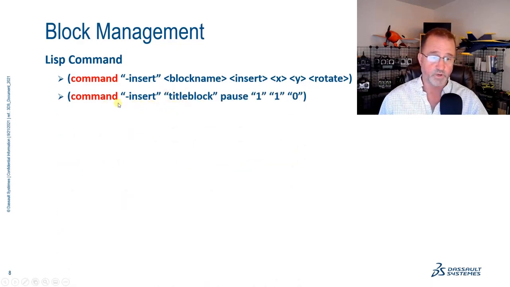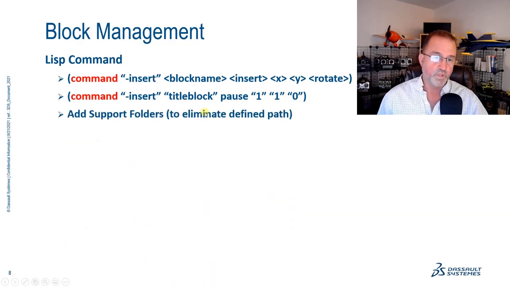Now, an example might be a title block. For instance, maybe I want to insert a title block. Well, if I create a function to do that, I'm simply going to put in the name title block. I'm going to pause for the location. And then when it comes to X, Y, and rotation angles, you'll see that I can just simply put those values in for that block.